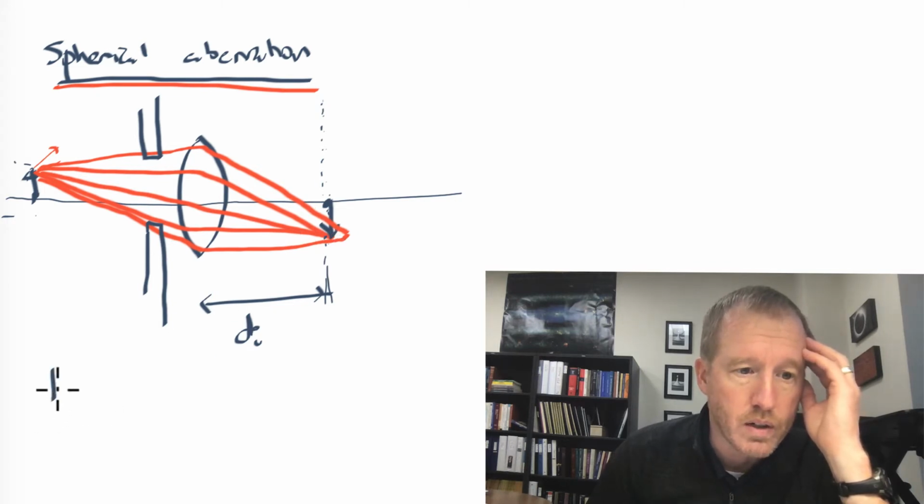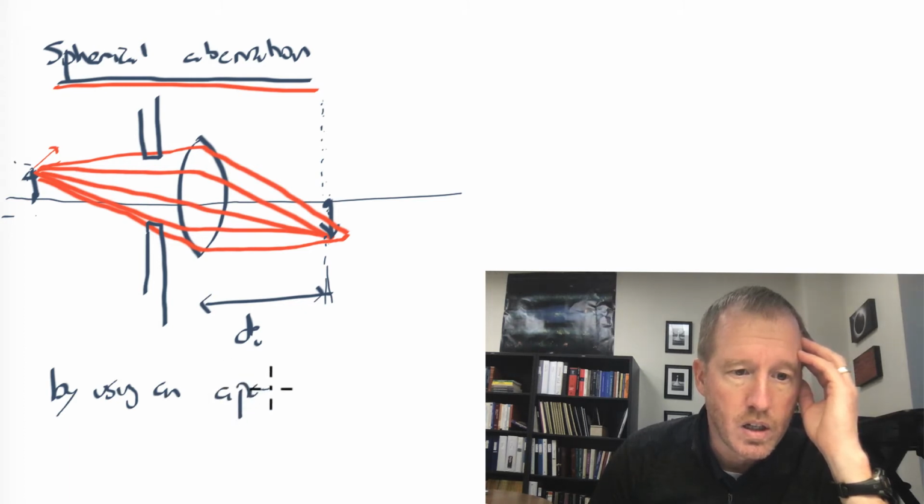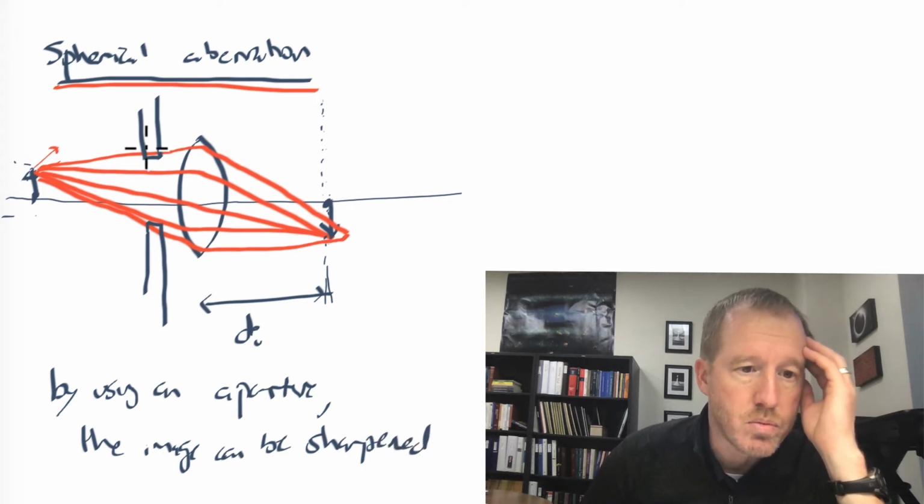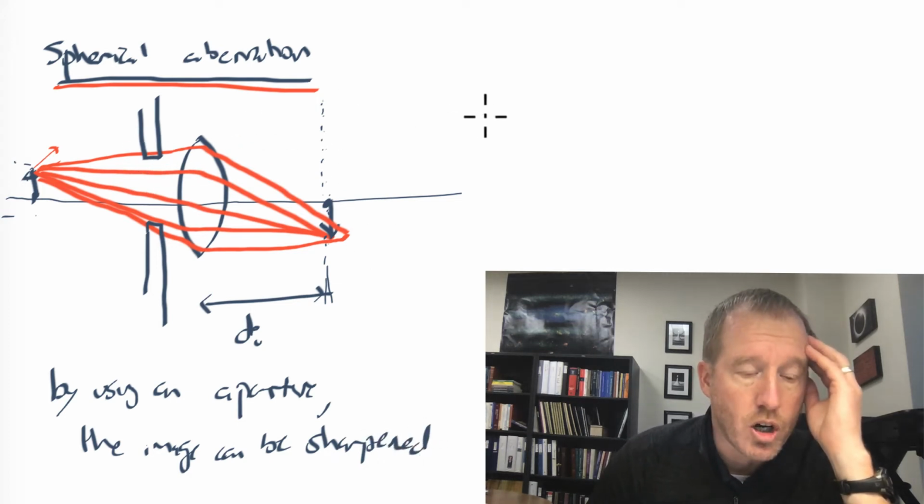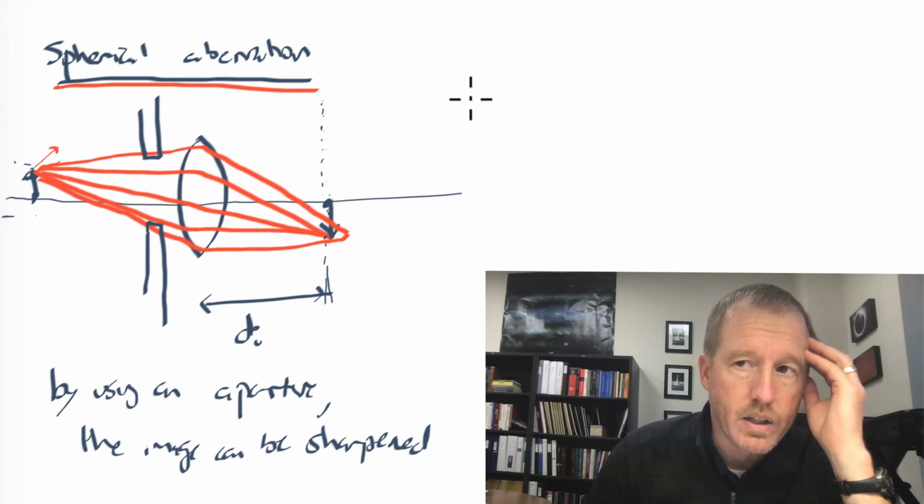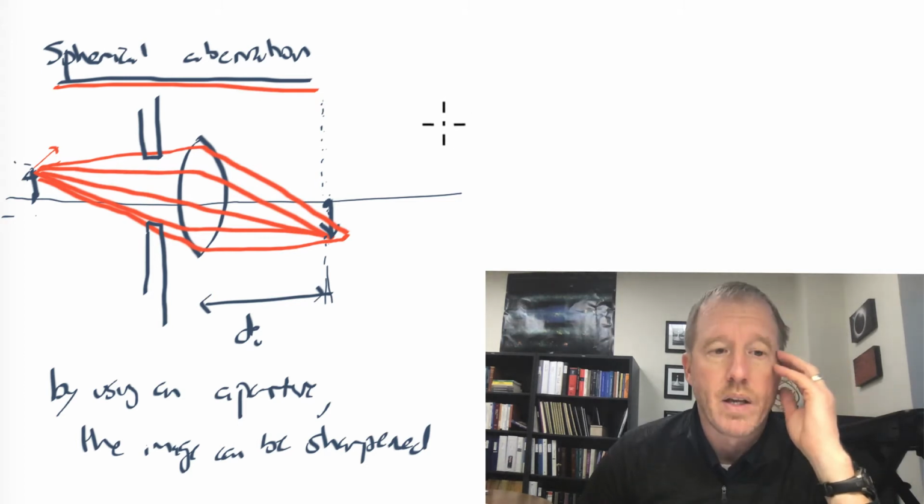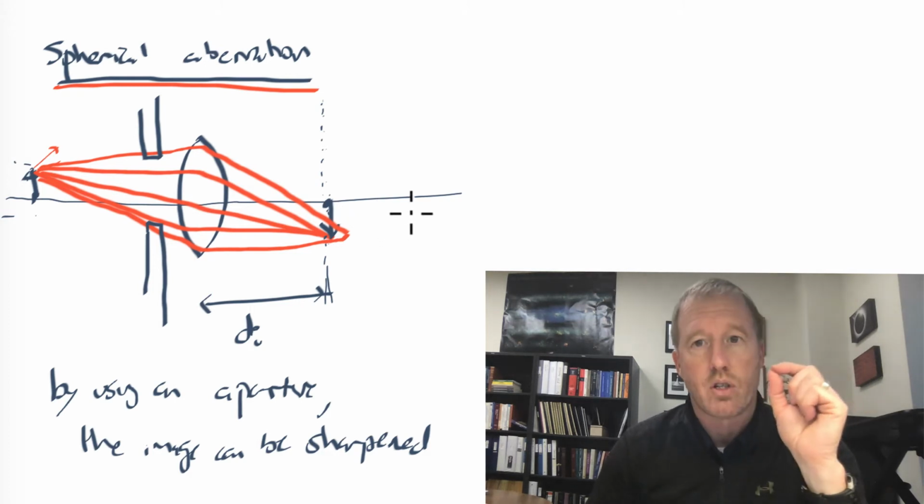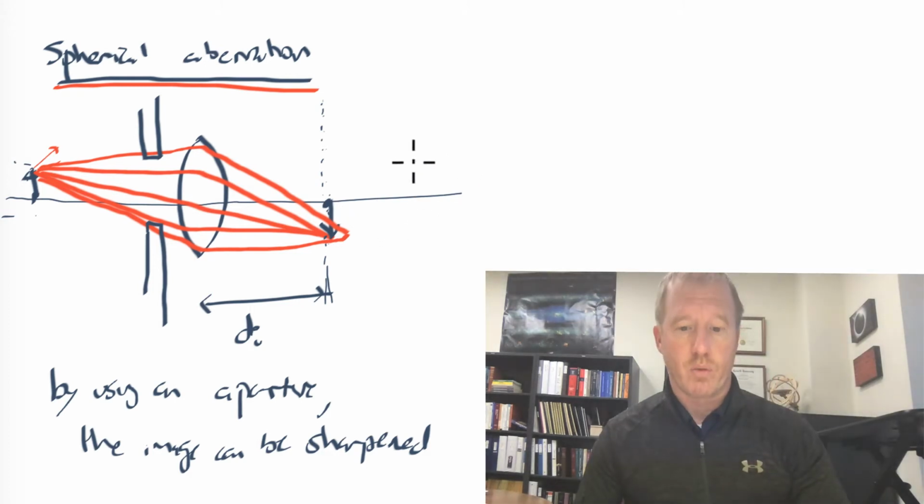So by using an aperture, the image can be sharpened, made clearer. And the smaller the aperture, the sharper the image you get. And there's a trade-off here in that as you make the aperture smaller and smaller, less and less light gets through the lens, and so the image also gets dimmer. So although it's a sharper image, it's a dimmer image as well.